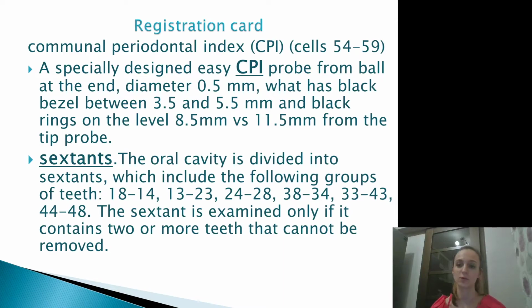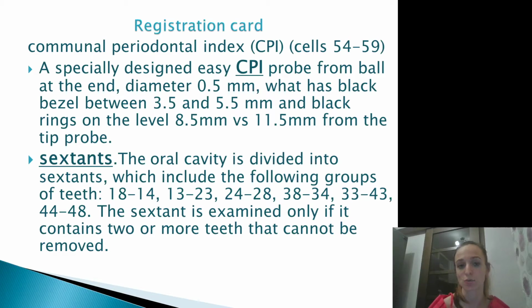It is cells 54, 59. Especially designed CPI probe with a ball at the end, diameter 0.5 millimeters. It has a black band between 3.5 and 5.5 millimeters, and black rings at the level of 8.5 millimeters. From the tip of the probe, the oral cavity is divided into sextants, which include the following groups of teeth.